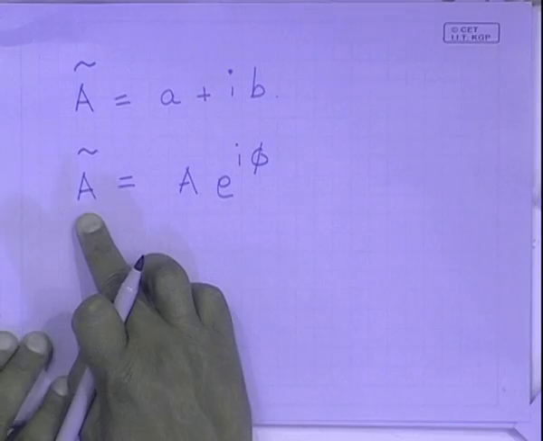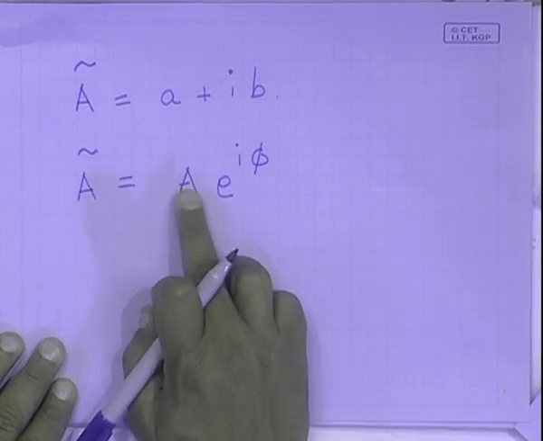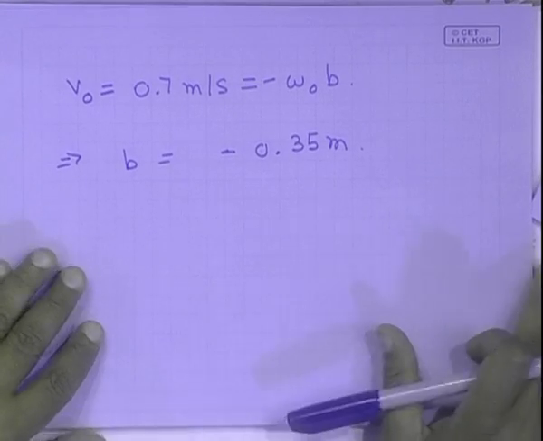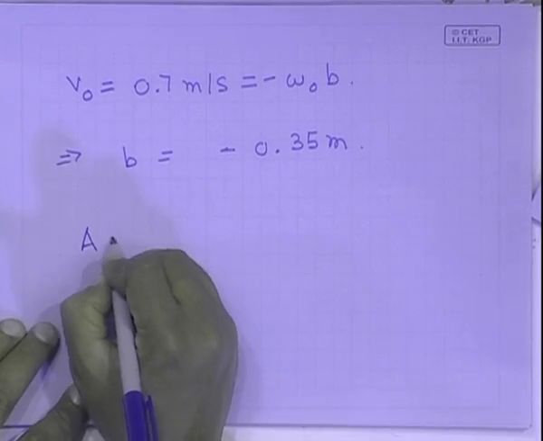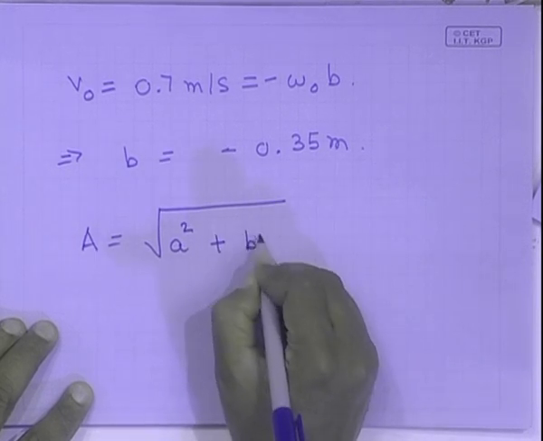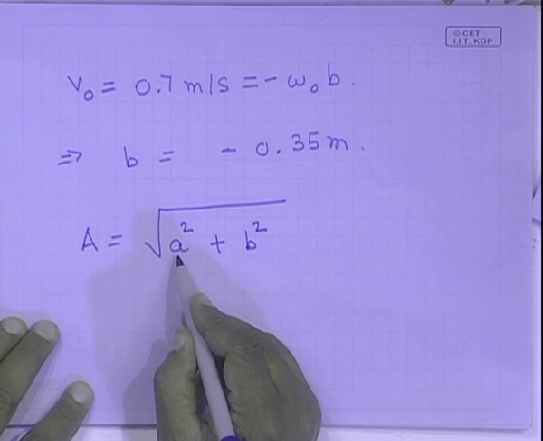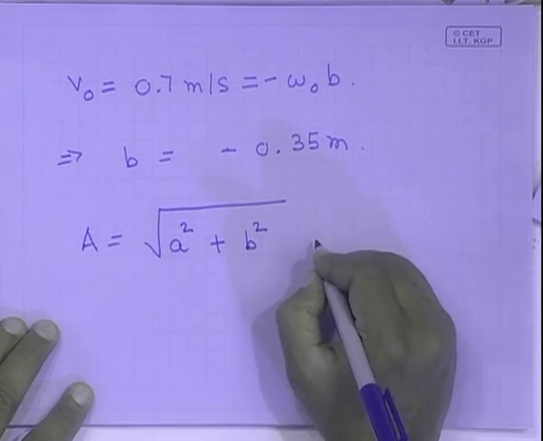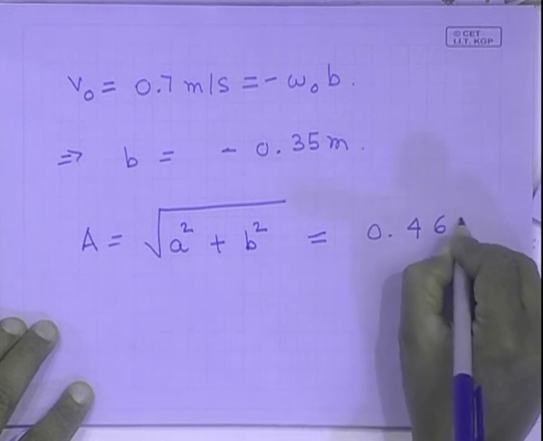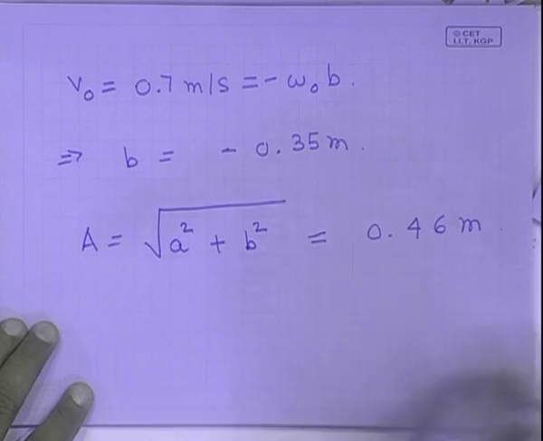Now, next we shall work out the complex amplitude in terms of the real amplitude and the phase. This again is quite straightforward. The real amplitude is the square root of a square plus b square. So, a is 0.3, b is minus 0.35, and this gives us a value 0.46 meters.